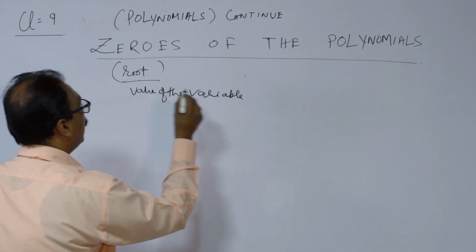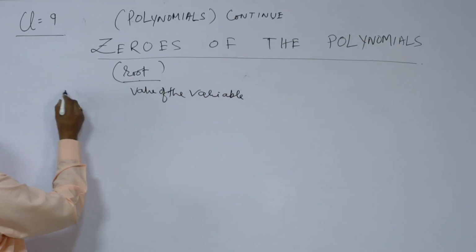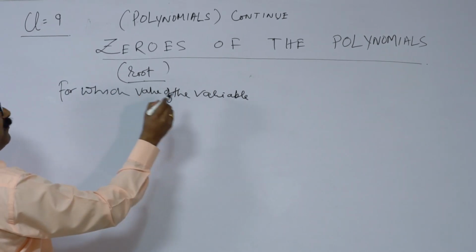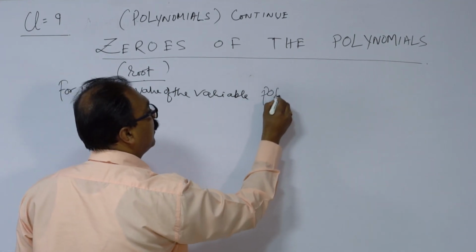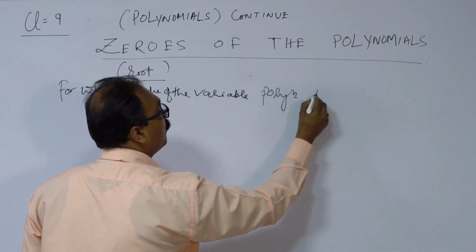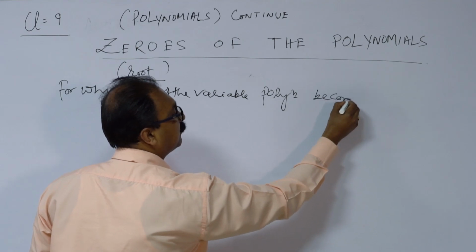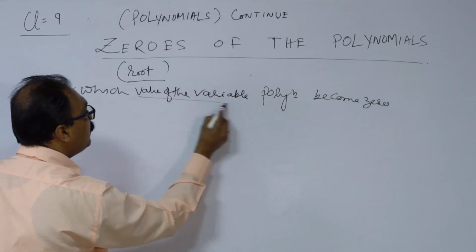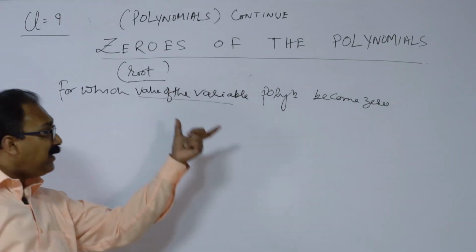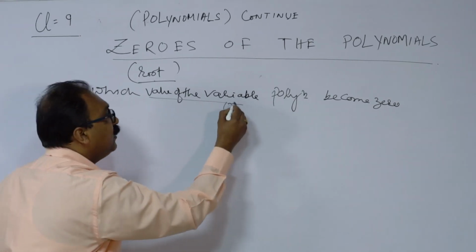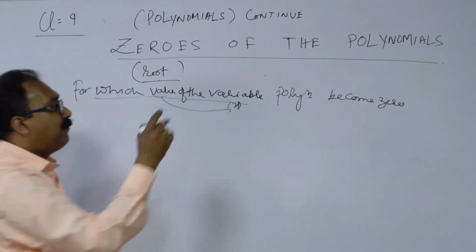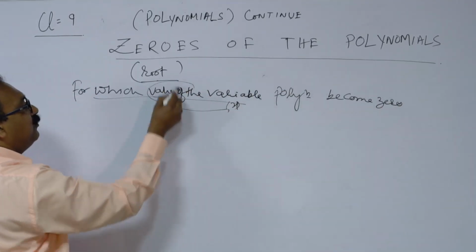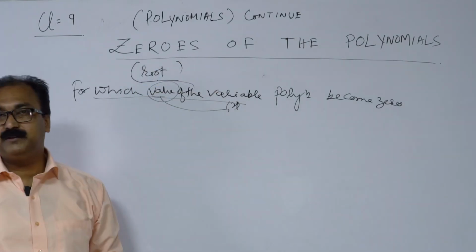Understood? Please look here. For which value of the variable does the polynomial become 0? That means, if the variable is x, for which value of x the polynomial becomes 0, that value is called the zero of the polynomial.